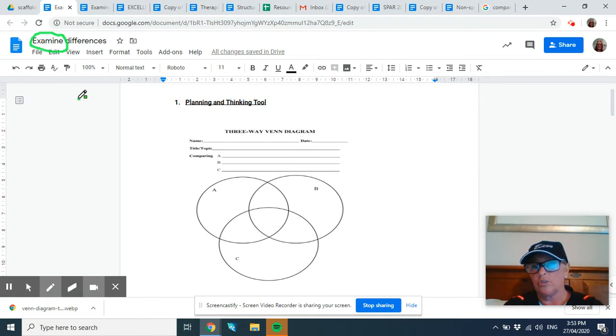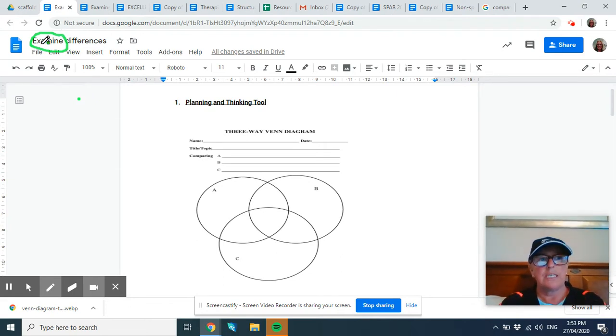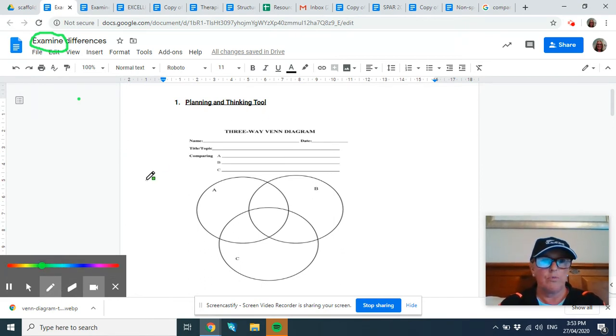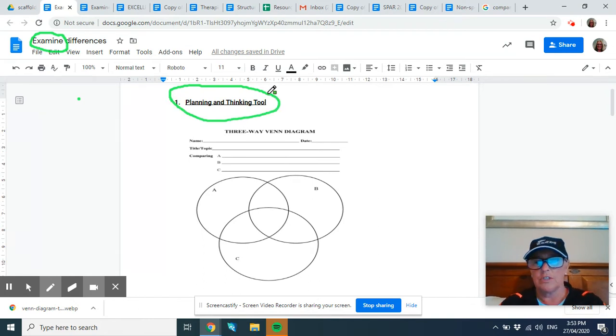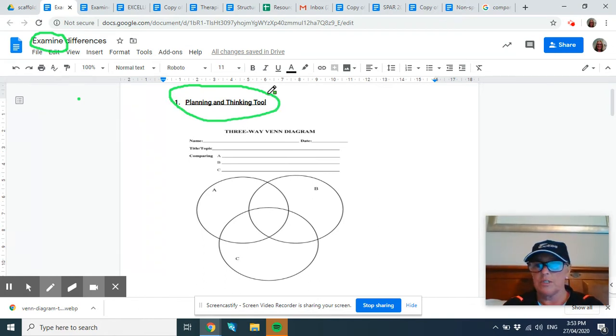Think about it like a doctor who examines you. He looks at all the different parts and thinks about what the answer might be. So the examination is really important because it's going to lead to our evaluation of the best approach. So the first thing I've put for you on here is a planning and thinking tool. It's really hard to compare and contrast three approaches just by thinking about it in your head.